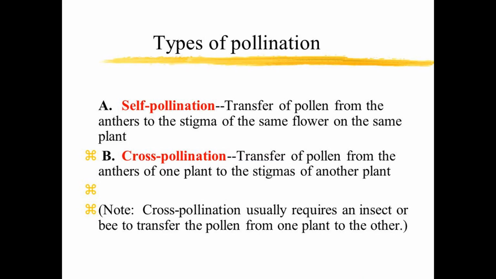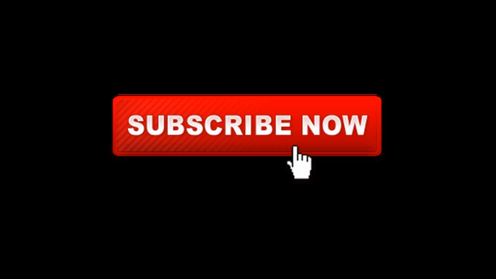And to continue the lesson, types of pollination. You have self-pollination, which is the transfer of pollen from the anthers to the stigma of the same flower on the same plant. Then you have cross-pollination, the transfer of pollen from the anthers of one plant to the stigmas of another plant. Cross-pollination usually requires an insect or bee to transfer the pollen from one plant to the other, or at times wind will transfer the pollen from one plant to the other. I trust that you have learned from this lesson.